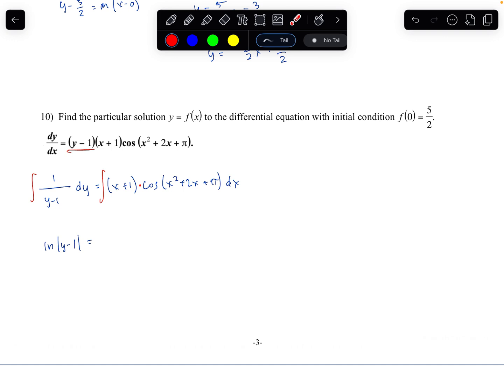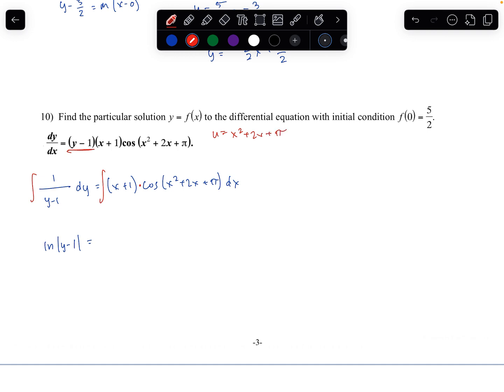And so you can tell that the derivative of the inside, so what's the derivative of the inside of cosine? 2x plus 2, which is equivalent to 2 times x plus 1. Now look, the derivative of the inside uses x plus 1, which is what the other piece of our product is. So that's an indication that U sub is going to be our method of integration. And so we're going to say that u is equal to x squared plus 2x plus pi.